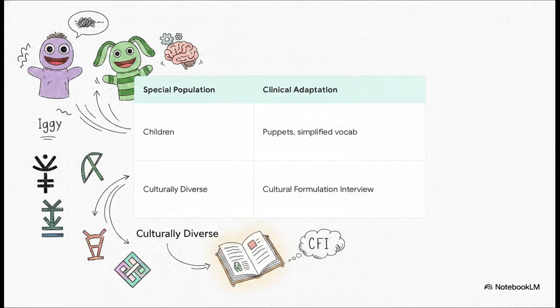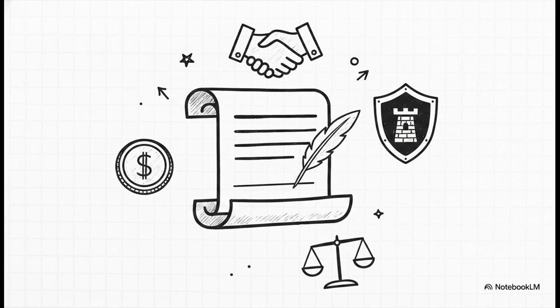Now, keep in mind, these foundational skills have to adapt when you're working with special populations. You can't just use the exact same interview style for everyone. If you're assessing children, for instance, you need immense flexibility. You're going to use simplified vocabulary and sometimes even puppets like a pair named Iggy and Ziggy, just to match the child's cognitive development. On the flip side, when working with culturally diverse clients, you adapt by using the Cultural Formulation Interview, or CFI. This specifically explores the client's cultural identity and asks for their own cultural explanation for their distress.